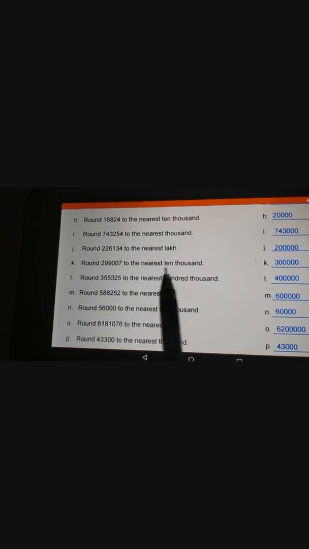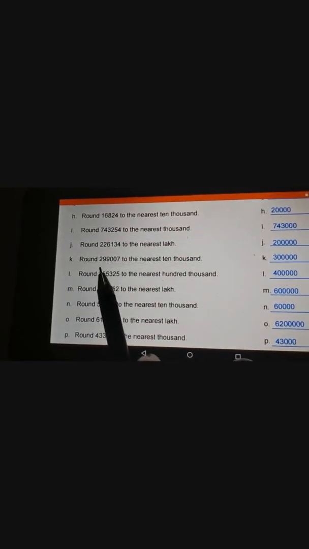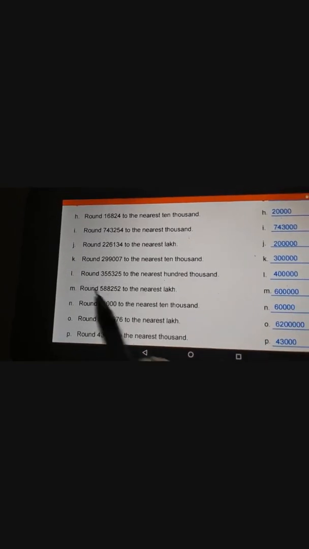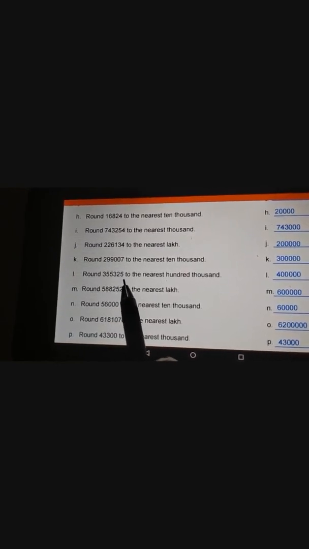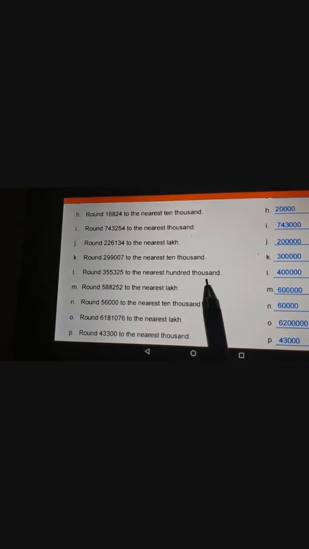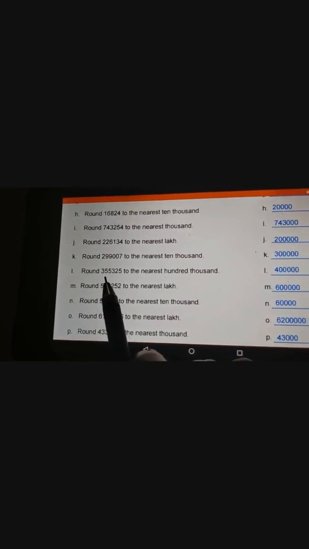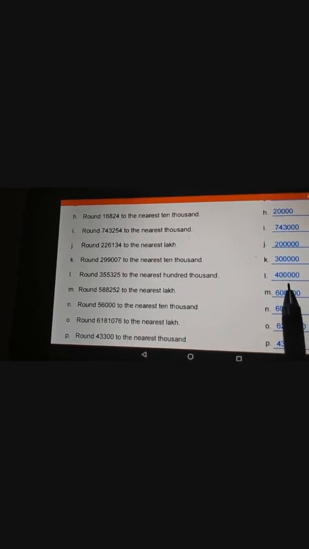Then round off 2,99,007 to the nearest 10,000. So 9 is more than 5. So here we have to write 3 lakhs. Round off 3,55,325 to the nearest 100,000. So 5 is equal to 5, so we have to add 1 in the lakhs place. So answer is 4 lakhs.